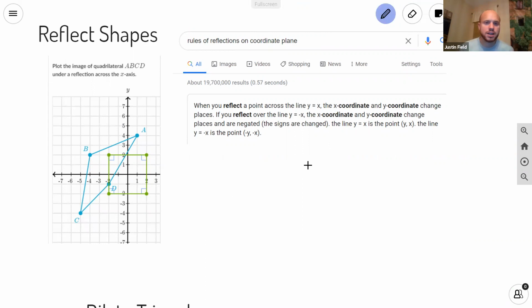Reflecting. Reflecting is a little bit easier. So the rules of reflections, and the reflections are a little r for the notation. So reflecting over the x-axis, and you can reflect over the y-axis. You can reflect over the line y equals x. When you reflect a point xy over y equals x, you get y x. So they switch places.